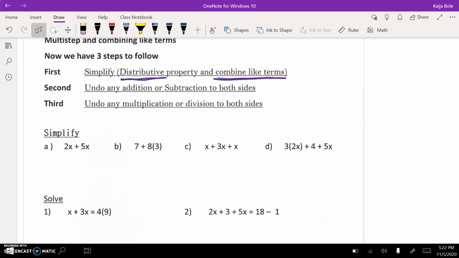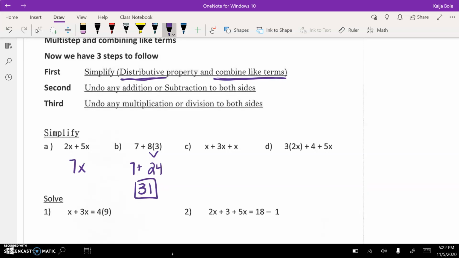So in the first part here, it says just to simplify. This is a review of combining like terms. So 2x's plus 5x's, that would give me 7x. I can combine those. Now here I have 7 plus 8 times 3. So first I have to do 8 times 3, which is 24. And then I would do the 7 plus the 24, which would give me 31.